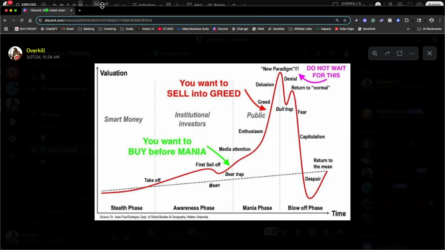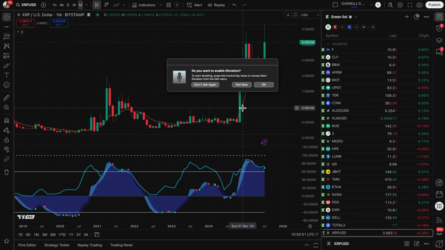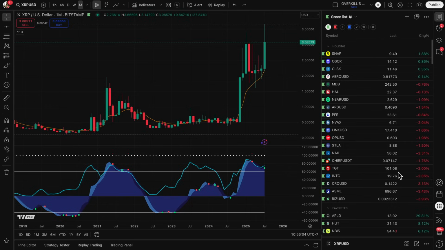I'm not saying that XRP can't go back up to $10. I'm not saying that. It can. It can very well hit $10 to $15. But it's just funny to see, like back at 50 cents, nobody gave a shit about XRP. And now it's all everybody wants to buy. Okay? So don't have the herd mentality, guys.